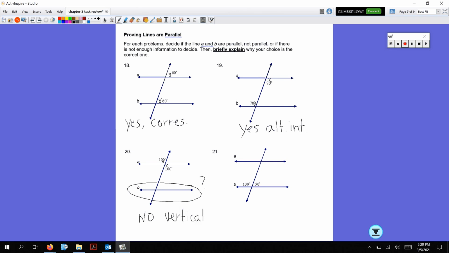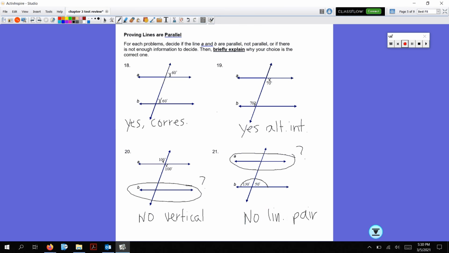All right, number 21. Ooh, I got 130. I have 50. When I do a linear pair, that gives me 180. But it doesn't say anything about line A. So a linear pair does not prove parallel lines either. No. This is a linear pair.